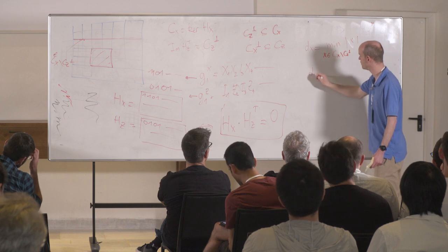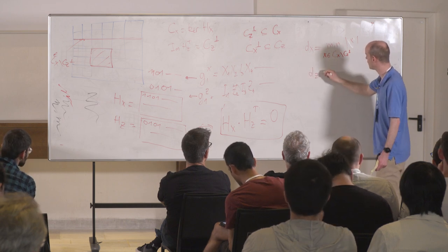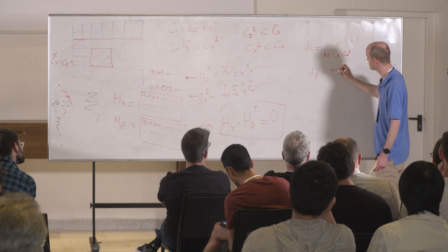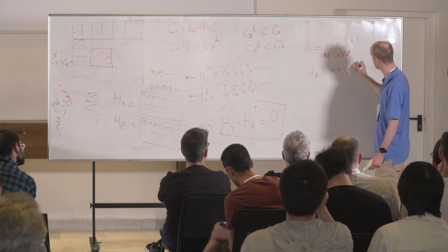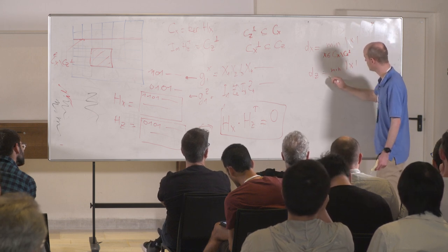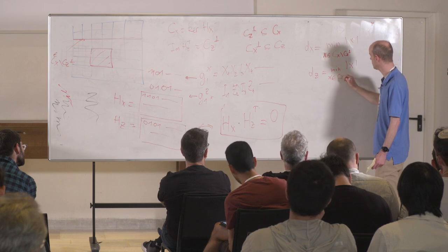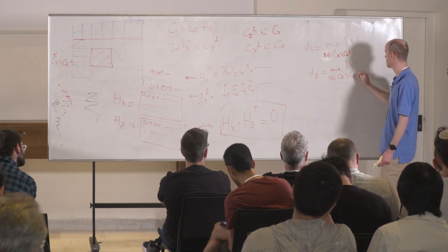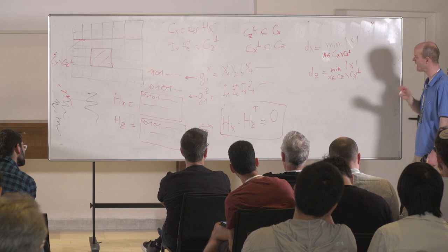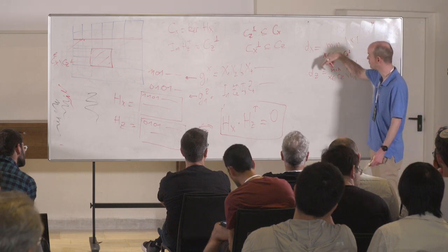And you have the other one for the other type of errors. So you have bit flips and phase flips, but it's a symmetric one. So it's the minimum weight of a word that belongs to CZ, but not to CX perp. Okay, and the distance of the quantum code is the minimum of these two things.